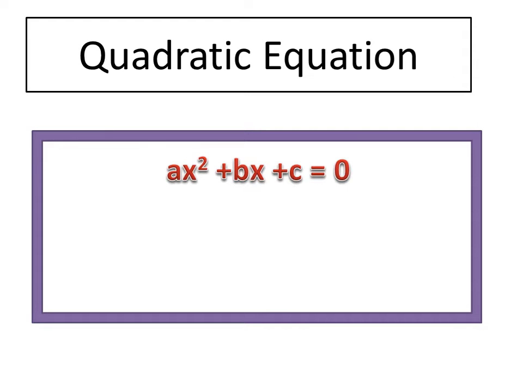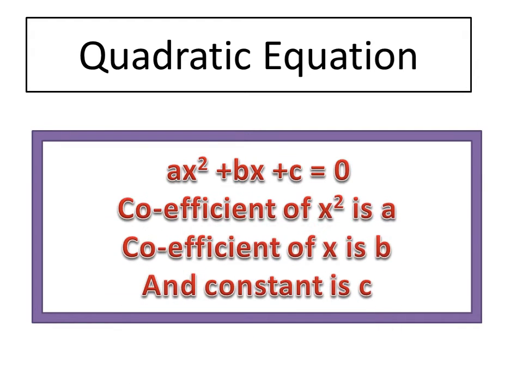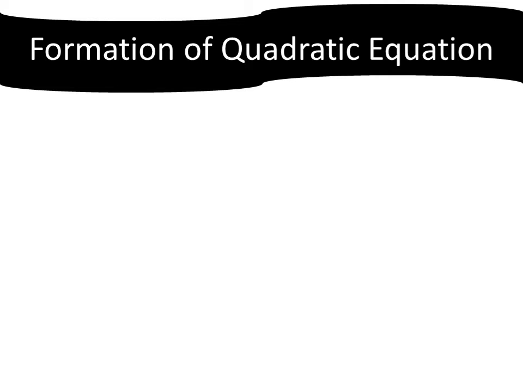and the highest power of this variable is 2. This equation is also called the equation of second degree. In this equation, a, b and c are considered as real numbers. We can also say that a is the coefficient of x square, b is the coefficient of x and c is a constant number. Today our topic is formation of a quadratic equation.